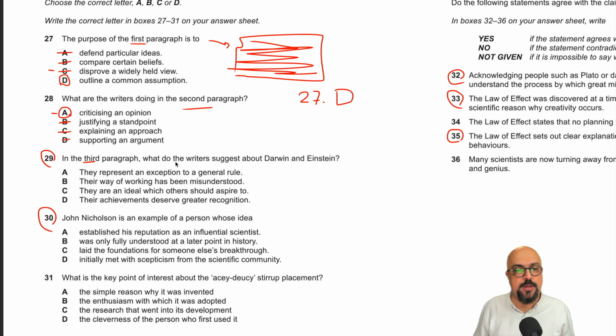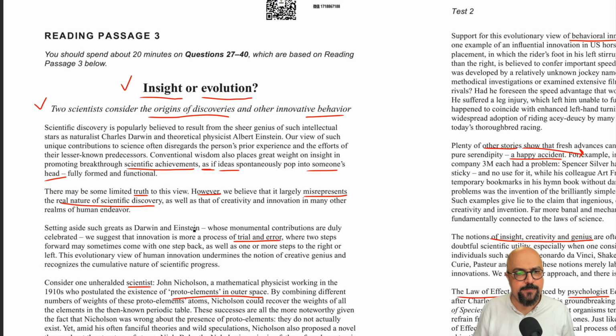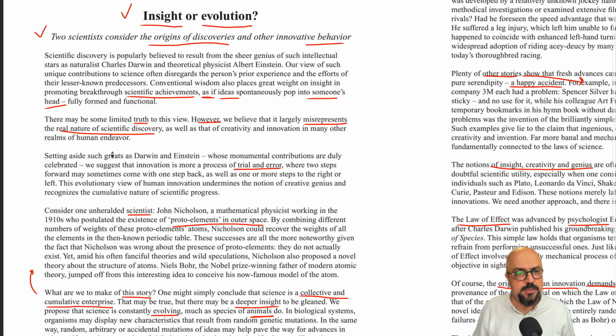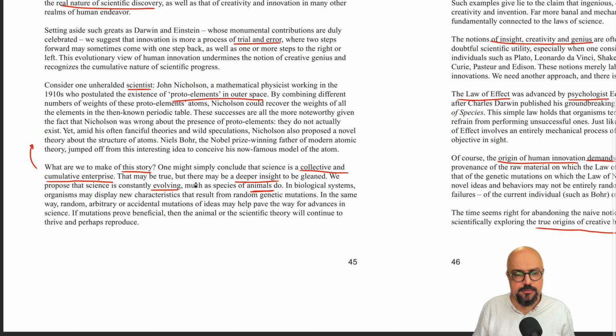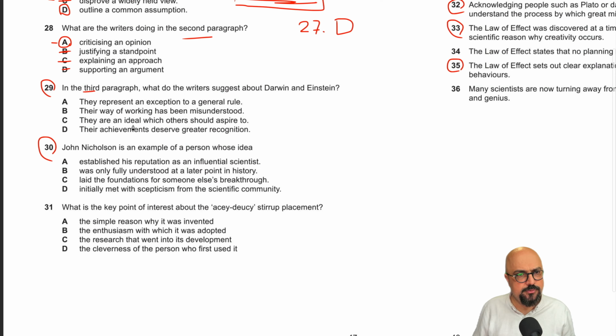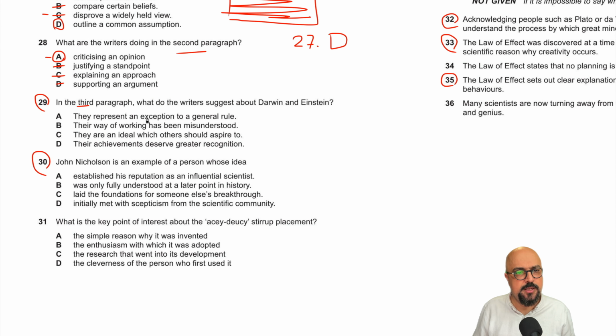In the third paragraph, what do the writers suggest about Darwin and Einstein? Again, I'm not reading the options. Okay. Darwin and Einstein. So, setting aside such greats as blah blah, whose monumental contributions are duly celebrated, which is an innovation, is more of a process of trial and error. So it's like the writers are trying to say that these are exceptions, right? Let's go to the options. There's an exception. Oh yeah, we have the word exception too. To general. So that's it.